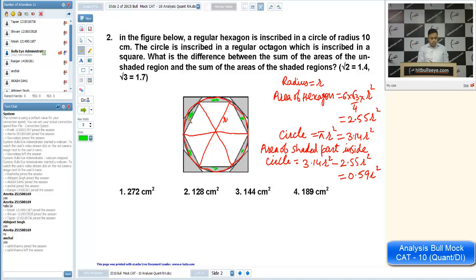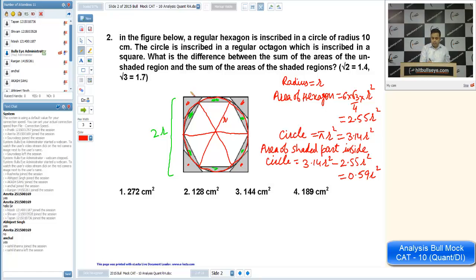Now come to the outer figure. In the outer figure we are having a square, and the side of the square will be equal to the diameter of the circle. So I can say that the side of this square will be 2r. Now if I look at the outer figure, the shaded part is nothing but these 4 triangles at the corner of the square.